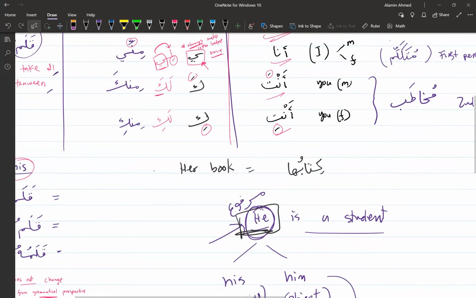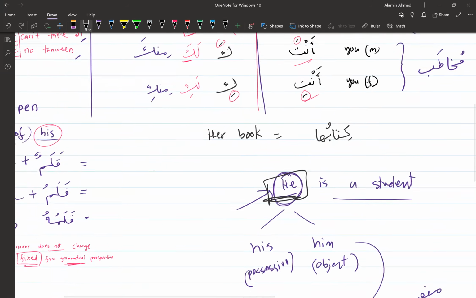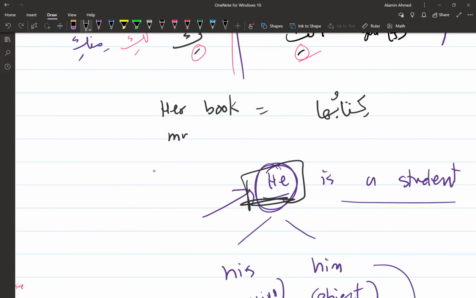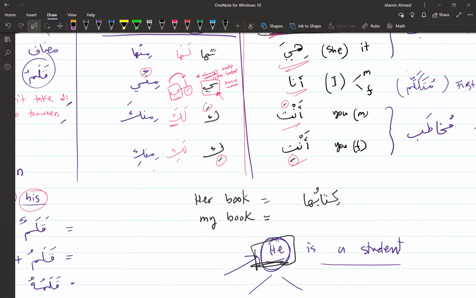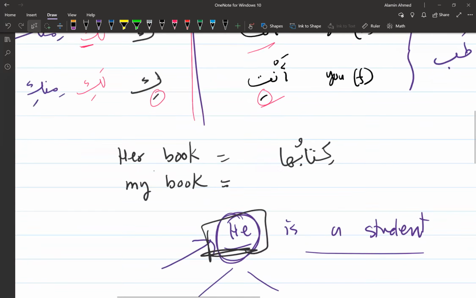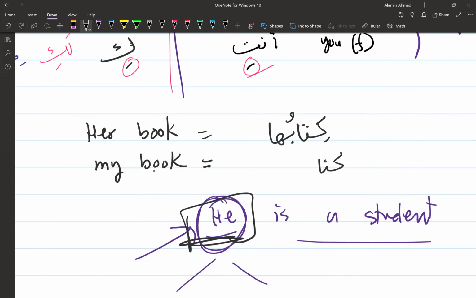Let's see how much you're getting it. How would you say my book? My book. Remember, there are a few rules you have to follow. You have to follow the idafa rules and you have to follow the ya rules. Ya of first person, mutakallim. See, even that's good. You wrote it like this because I can explain to you something. You wrote, let's see what you wrote. Kitabuiya.